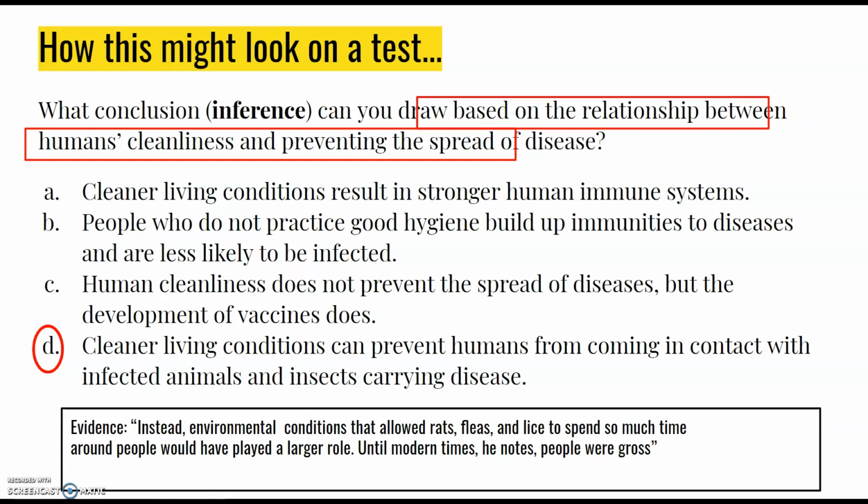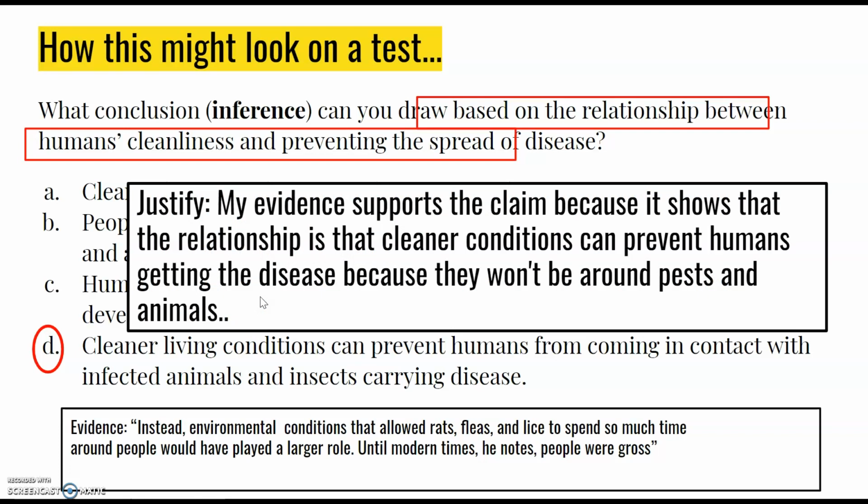And my evidence was, environmental conditions that allowed rats, fleas, and lice to spend so much time around people would have played a larger role, until modern times, he notes, people were gross. Therefore, my evidence shows that if people weren't gross, the disease would not have spread as fast. My evidence supports my claim and my answer choice. So I want to stamp, my evidence supports the claim because it shows the relationship is that cleaner conditions can prevent humans getting the disease because they won't be around pests and animals.